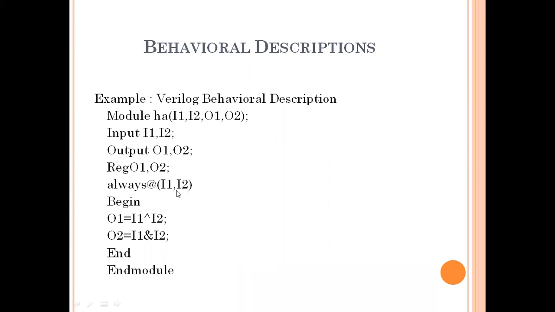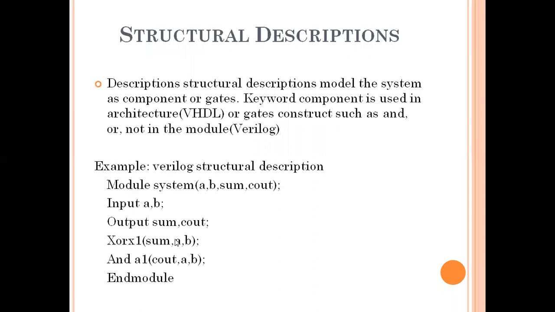This is the sensitivity list of the signals I1, I2. If there is any change on I1, I2, it will execute the operation of that body. That body will start with the keyword begin. O1 is assigned as I1 logical operation with I2. Again I1 and I2, this is the second logical operation. Then end module. So the keyword begin is used to open the body of the always statement, then first here the end, and after that you can write end module, right? So this is the behavioral description.